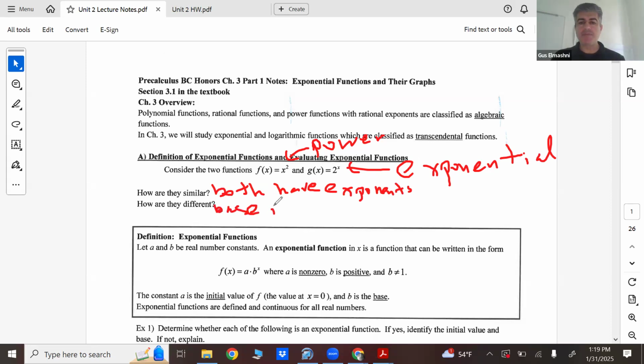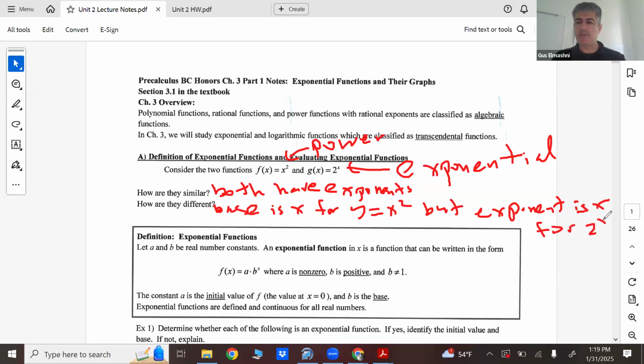Yeah, the base is x, or y equals x squared. But the exponent is x, or the input, right? Or the input's the exponent, put it that way. Okay, so that's what's happening with that one.